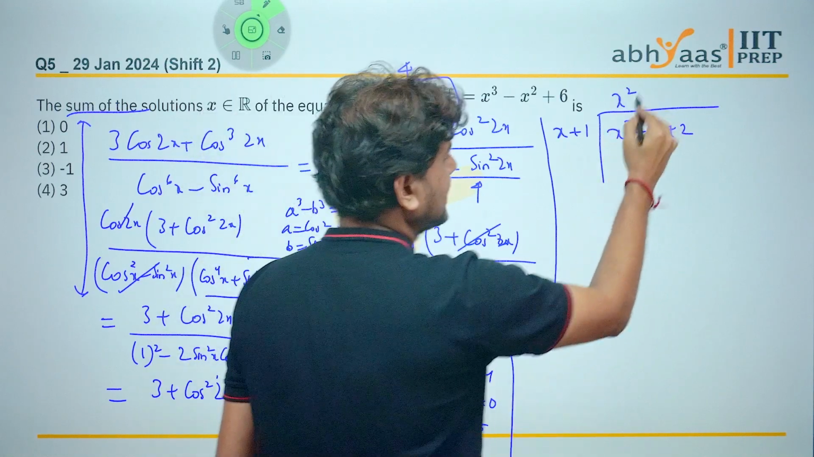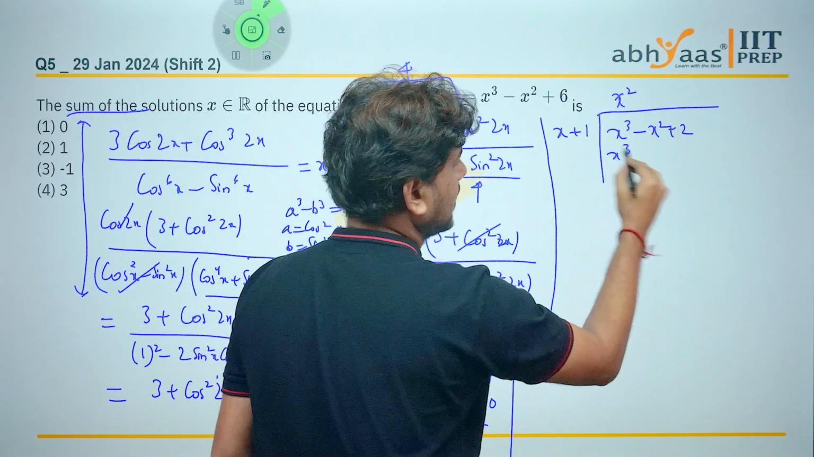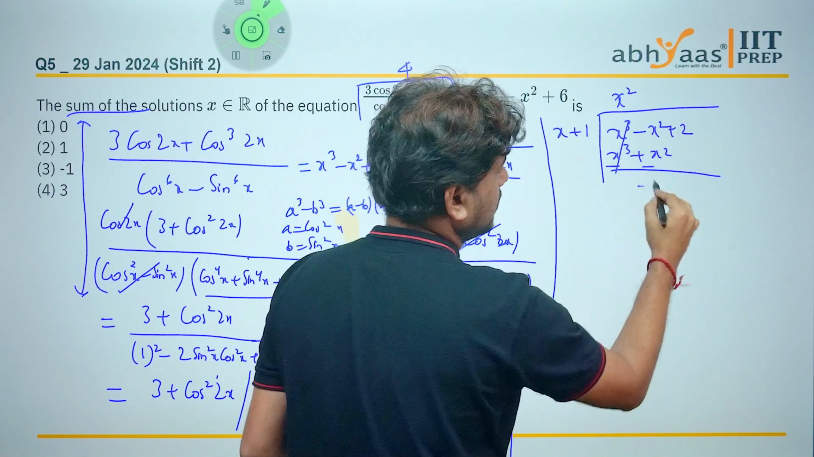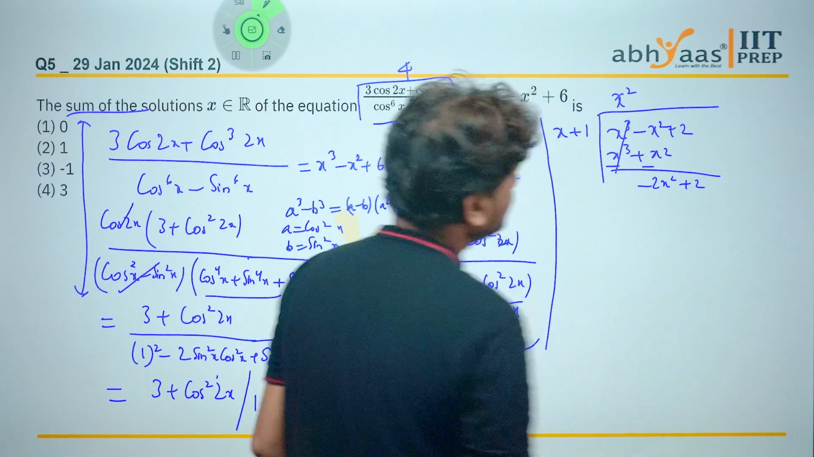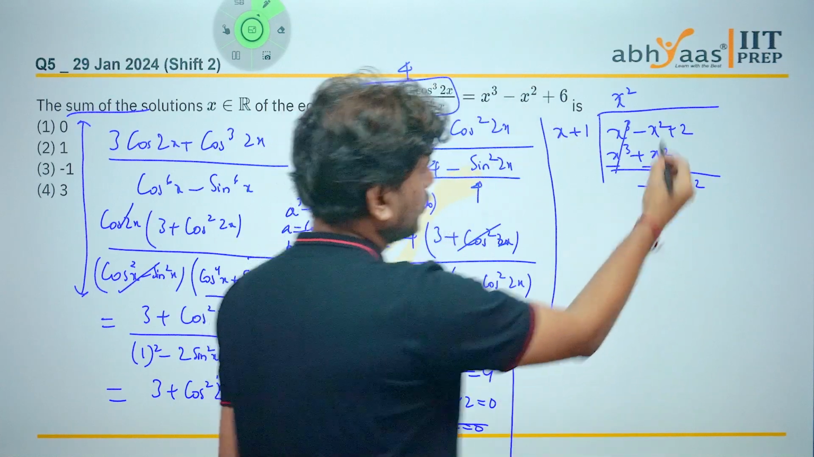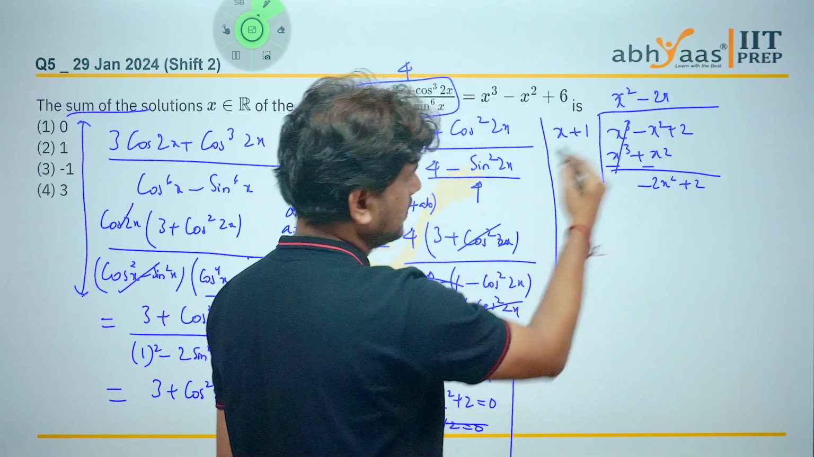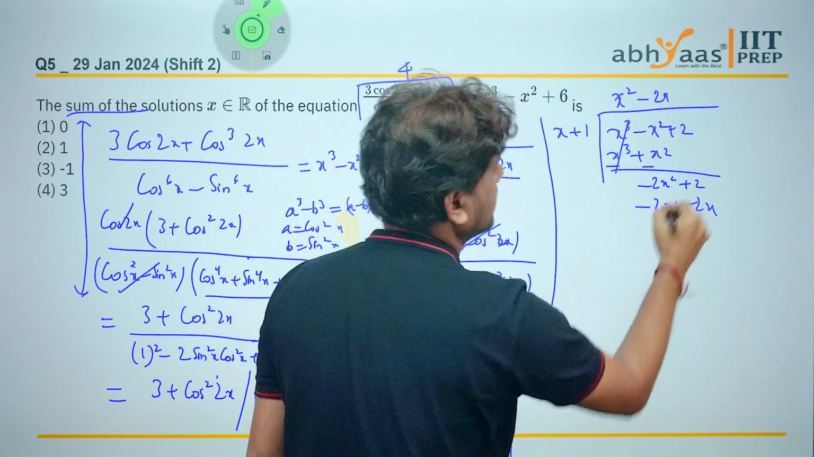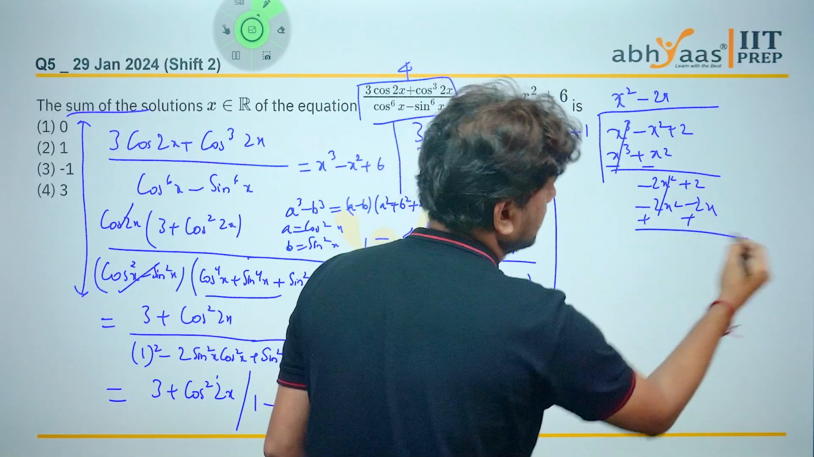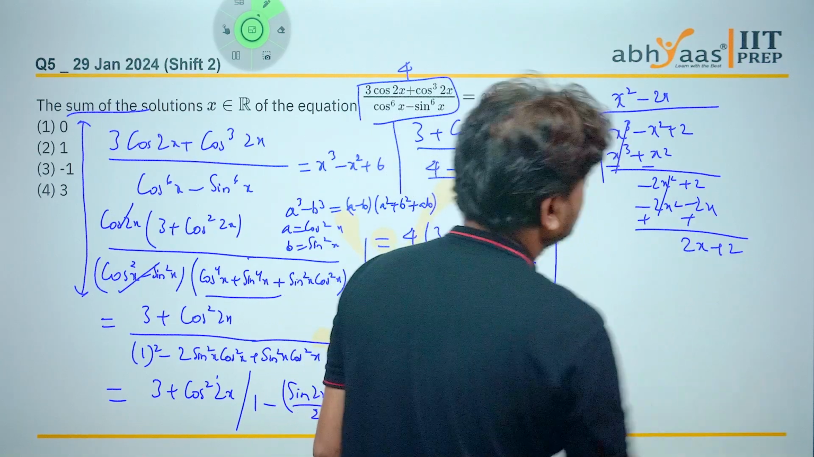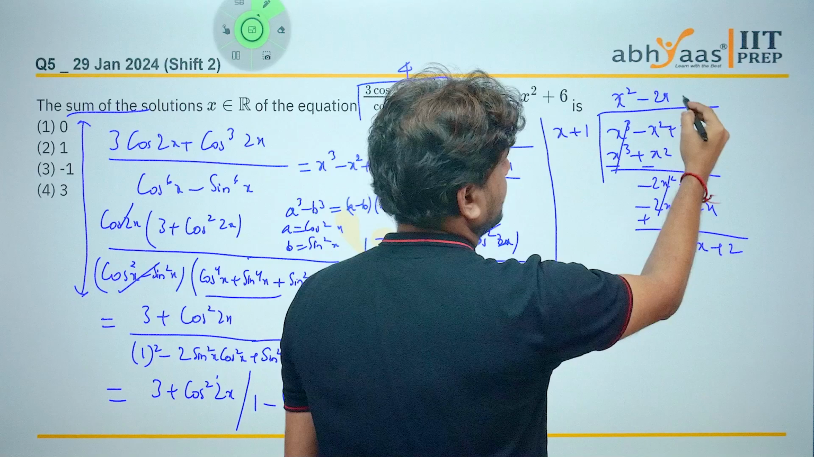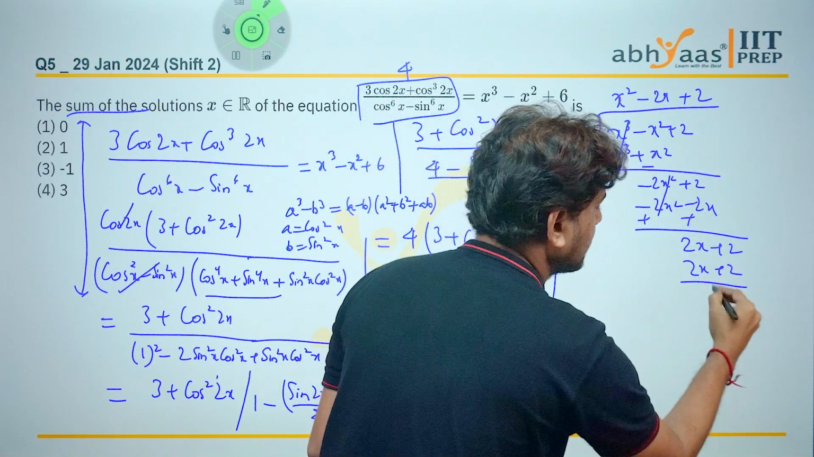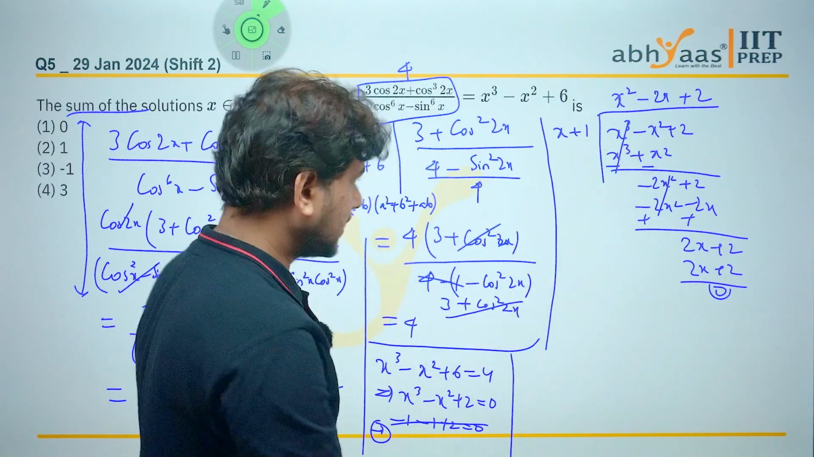So we will take x square here. So that will be x cube plus x square. So minus 2x square plus 2. To remove 2x, minus 2x. So minus 2x square minus 2x. We are left with 2x plus 2. To remove 2x plus 2, we have to take 2. So 2x plus 2, 0. This is what we get.